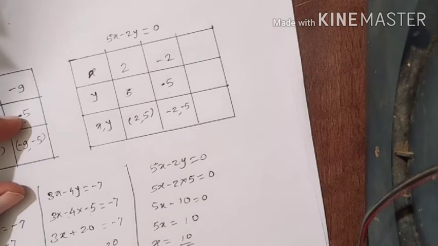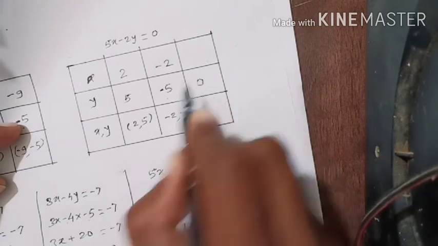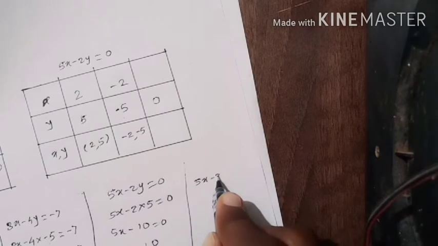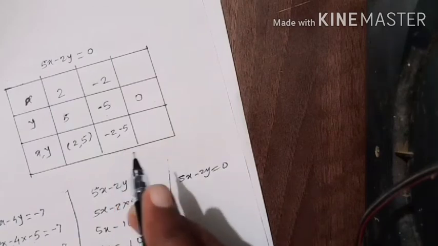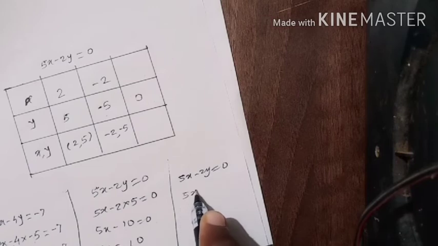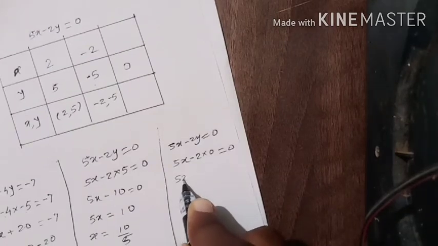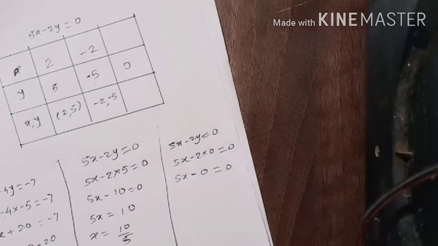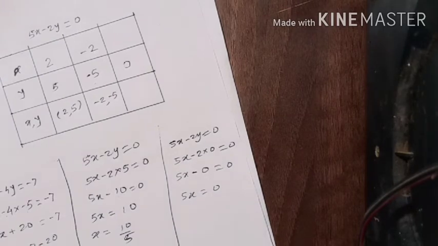Now at the last, I will put the value of y as 0. Then the equation will be 5x minus 2y is equal to 0. Now the value of y is 0 there. Therefore 5x minus 2 into 0 is equal to 0. 5x minus 2 into 0, that is 0, is equal to 0. Therefore 5x is equal to 0.